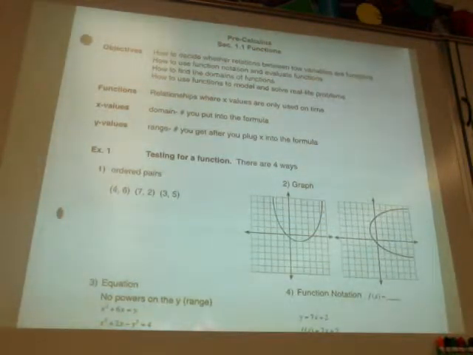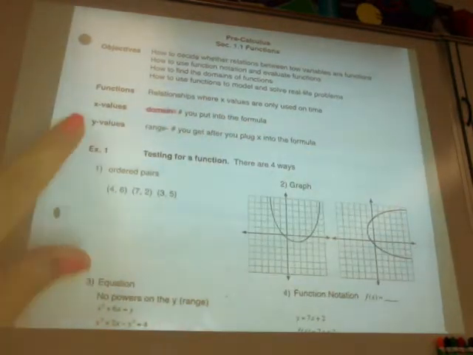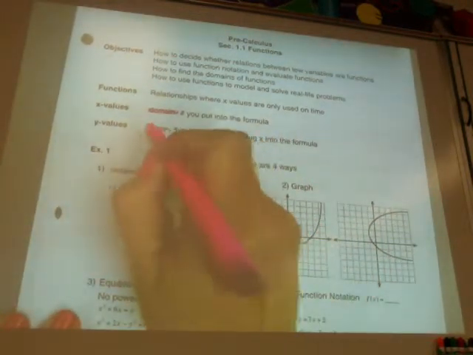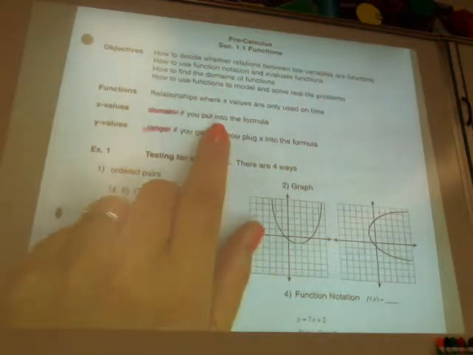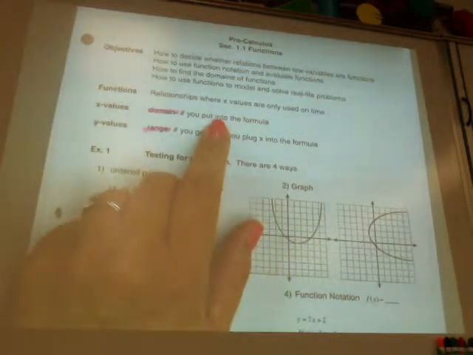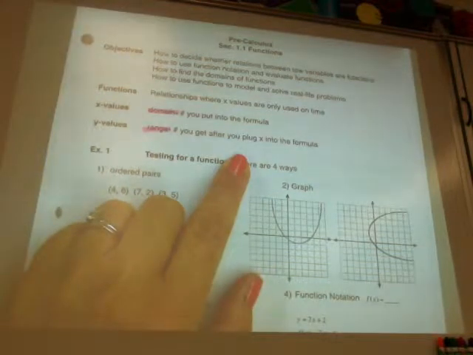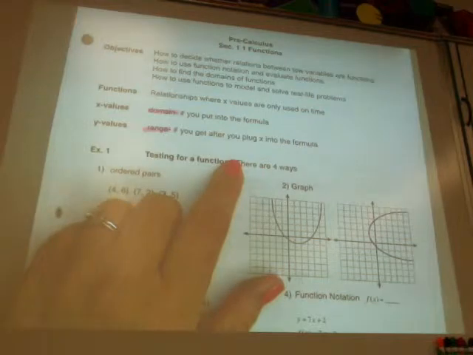So we're going to look at functions. One of the things you need to remember, and we've talked about this before, is that x values are your domain, y values are your range. So typically, your domain are the numbers that you put into the formula, and your range are the numbers that come out. Not always, but typically your domain is your input, your range is your output.